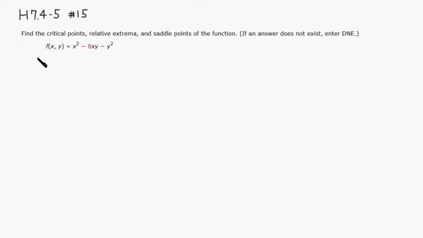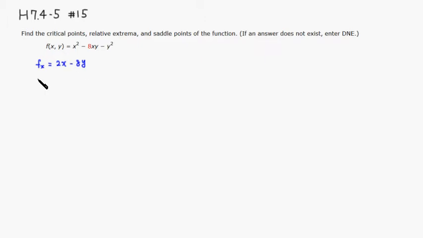First we need to find the partial derivatives. The partial of f with respect to x: the partial of x squared with respect to x is 2x. The partial of the middle term with respect to x is negative 8y. The partial of negative y squared with respect to x would be 0.